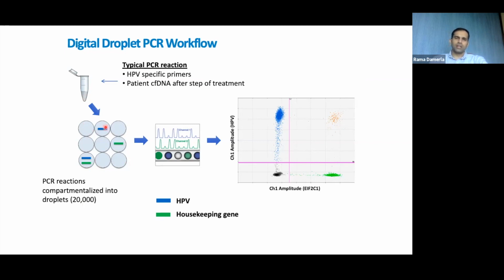In every PCR reaction, you can see whether there is an amplification of your target of interest or an amplification of the control gene that we have given. Then every droplet is analyzed for fluorescence. Here, the blue fluorescence corresponds to HPV amplification. The green fluorescence corresponds to a control gene amplification. And the orange is both, so that droplet has both HPV and the housekeeping gene.